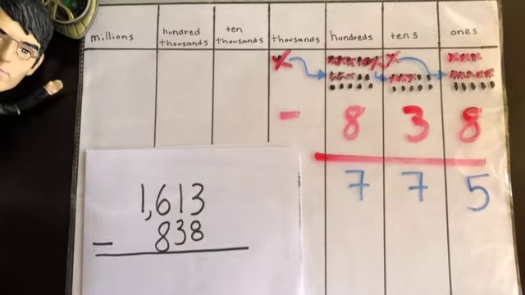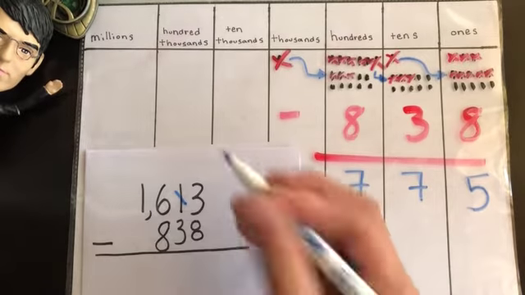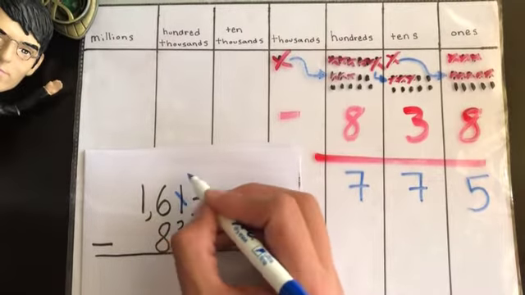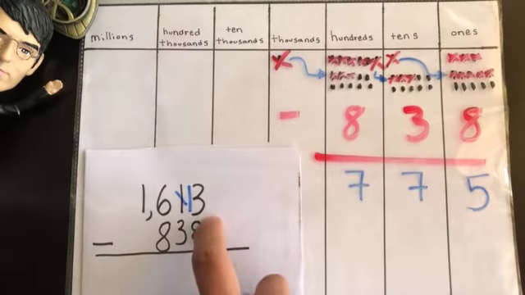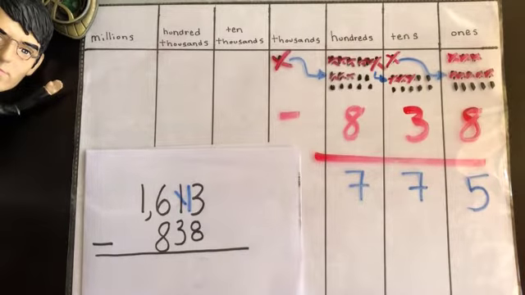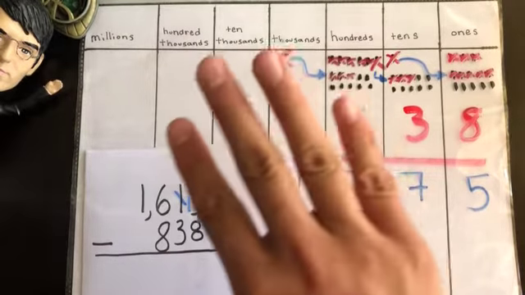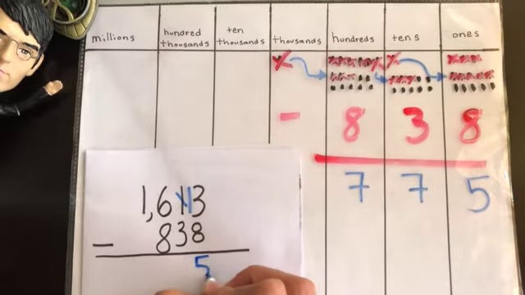Now, we're going to do the same thing here in the standard algorithm so you can see the relationship. We're going to start with our ones. Here, I have 3 ones and I need to take away 8 ones. I don't have enough, so I'm going to decompose this ten. I move it over here to get 10 ones. So now you have a total of 13 ones. Now I can take away 8 ones. I'm going to use my fingers to count. 13, 12, 11, 10, 9, 8, 7, 6, 5. So I have 5 ones left over.